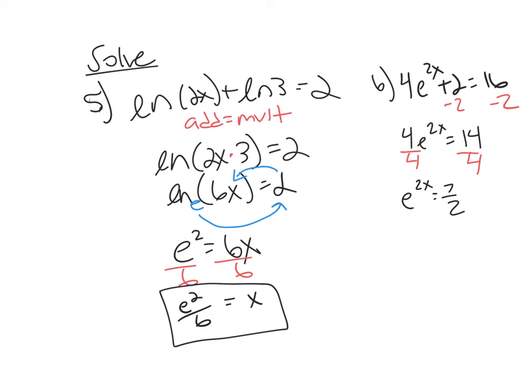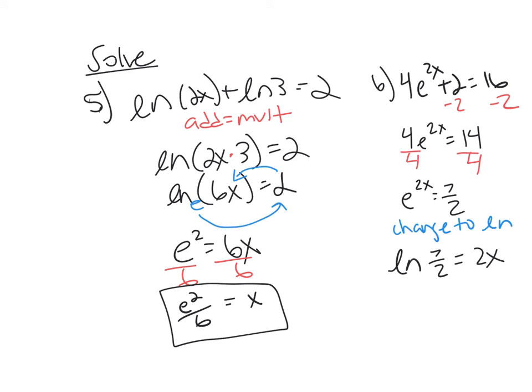Well, I'm stuck. I need to solve for x, right? Well, x is in the exponent. How do we get it out of the exponent? We need to change to natural log. So again, natural log has the same properties of log. I have natural log of what? My base is already e. Of the right-hand side, 7/2. That equals the exponent of 2x.